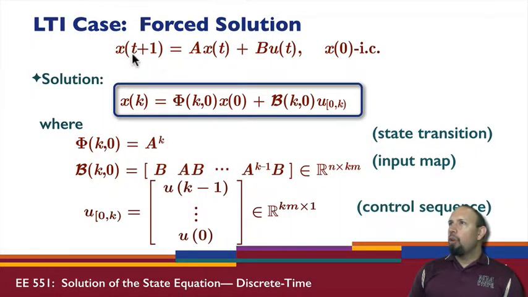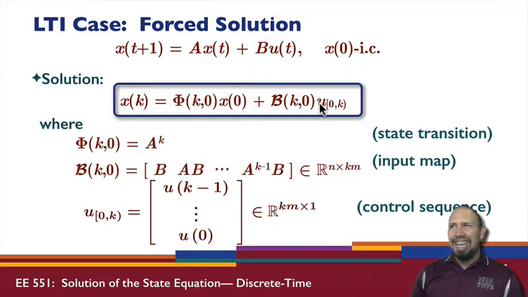So, in general, for this forced solution of this equation, we have some initial condition, we have some input. In the natural solution, we just looked at the initial condition term. Now we look at the control input term. And so this is the solution that we get. X at time k is the state transition matrix times the initial condition, plus this thing times this thing.